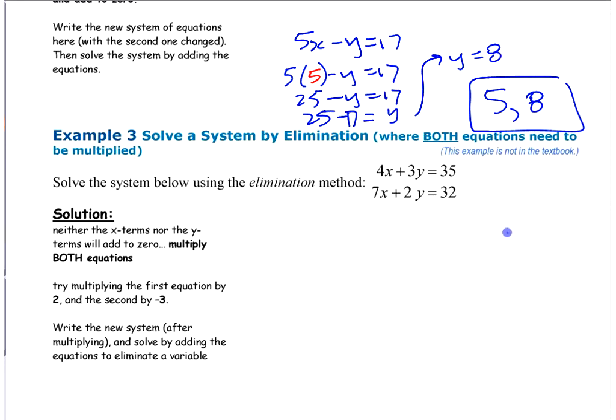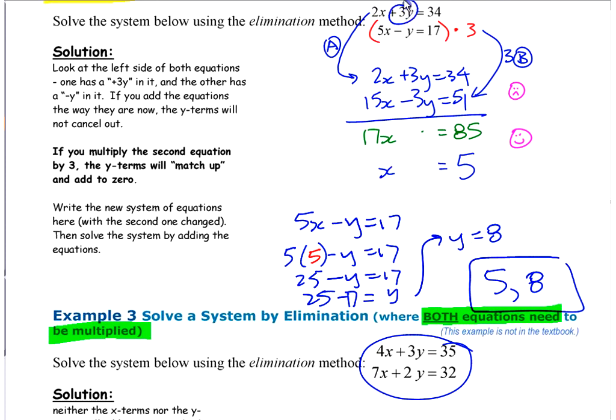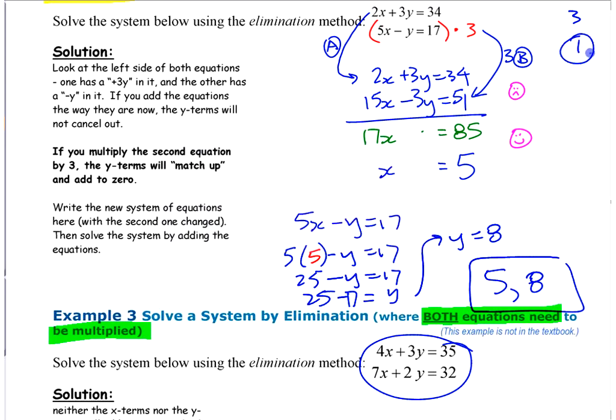All right, last thing here is if you need to multiply, sometimes you're going to have to multiply both equations. Both equations need to be multiplied. Let's look at this and decide, why do both equations need to be multiplied there? The previous one we had 3 and 1. You can make them match up by just taking the second one and multiplying by 3. If you have 3 and 1, you can just change that one. Multiply that by 3.